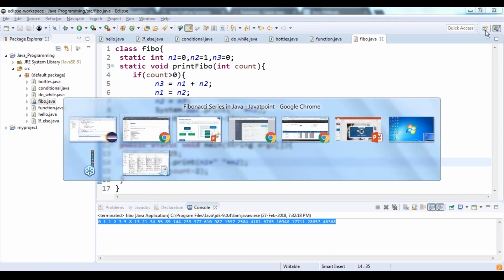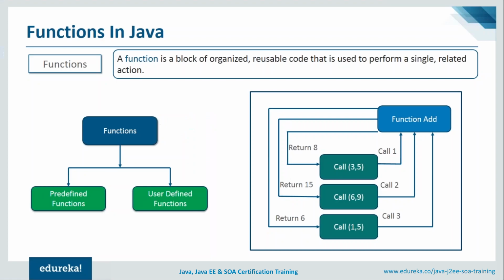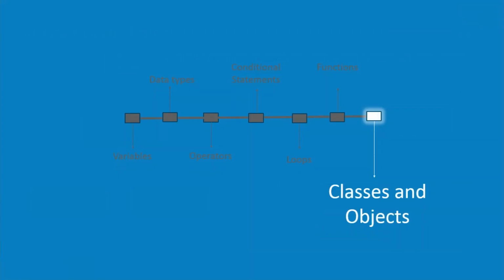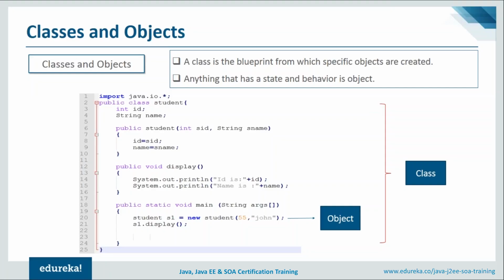Okay, so let's go back to our presentation and let's talk about the final and one of the most interesting concepts of Java, which is classes and objects. Now, to those of you who have heard of object-oriented programming, the concept of class and object is not something new. Classes and objects have been the core foundation of the object-oriented concepts.